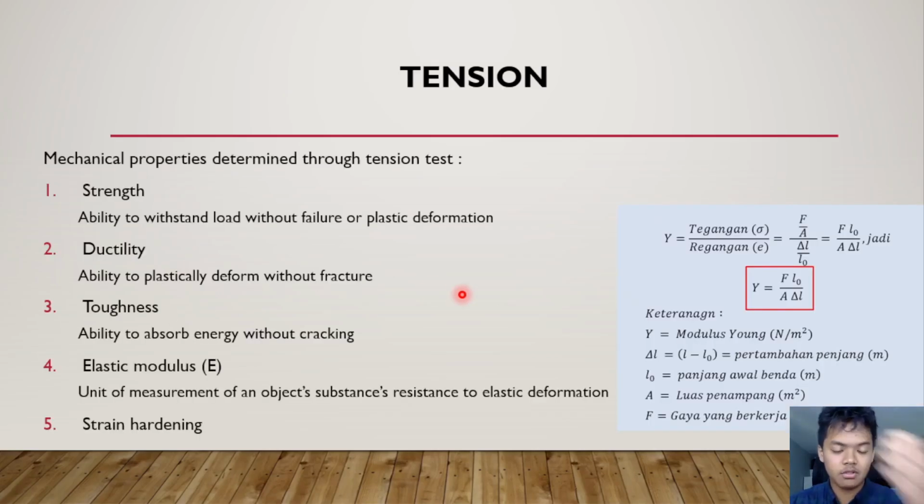Okay, so tension. Through a tension test, what mechanical properties of a material can we obtain? First, we can obtain its strength, ductility, toughness, its elastic modulus, and its strain hardening capabilities.